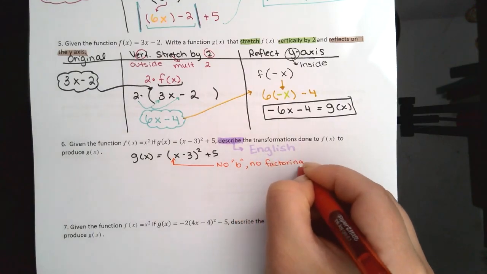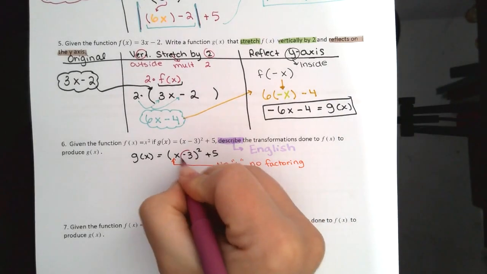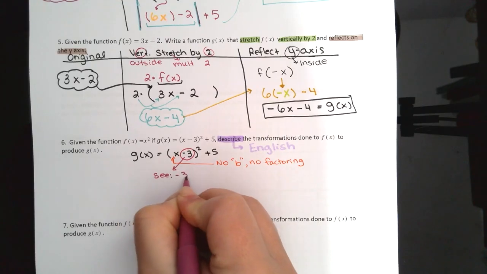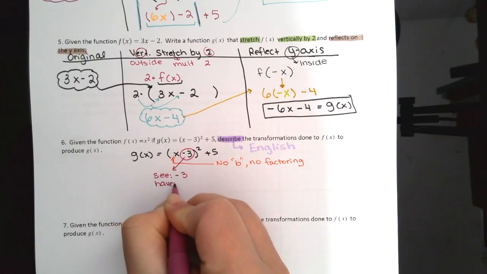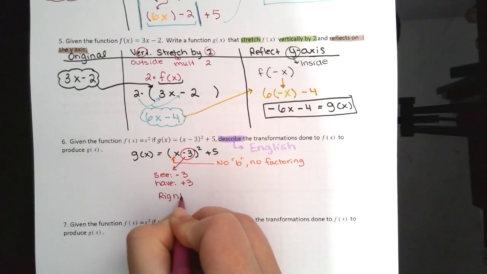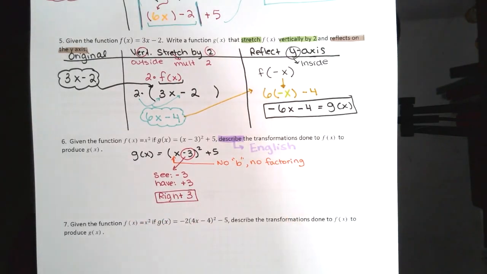There's nothing to factor. I don't have a B value, which means that this value that I see here is my H. I see a negative 3. That means I have a positive 3. That means I go right 3. So that's my first change, my translation.